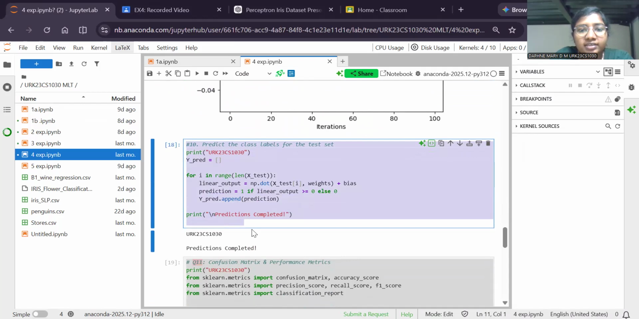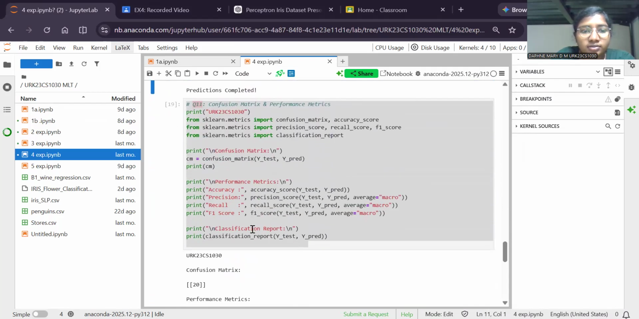The tenth step is we test the model using the test data. For each test input, we compute the output, apply the step function, and predict the class label. This gives us the final predictions.